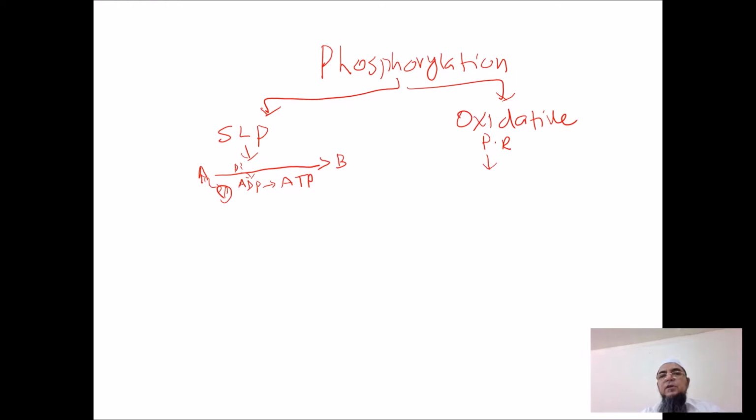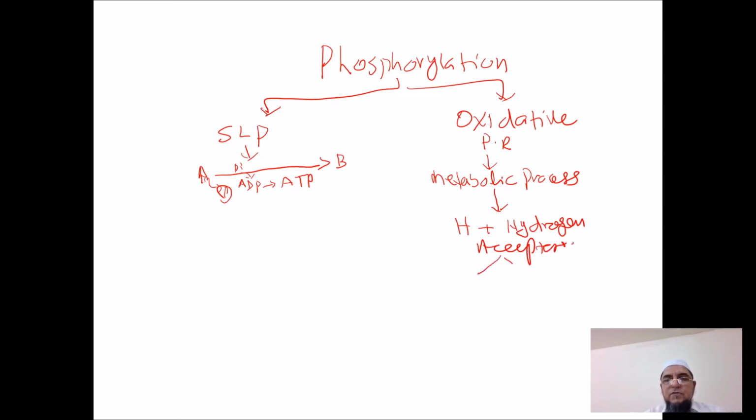On the other hand, in oxidative phosphorylation, we mentioned that in the metabolic process, hydrogens are released. These hydrogens are accepted by the hydrogen acceptors. These hydrogen acceptors are of two kinds. One is NAD, another is FAD. When NAD accepts a hydride ion, it becomes NADH plus hydrogen ion. And if FAD accepts hydrogen, it becomes FADH2.